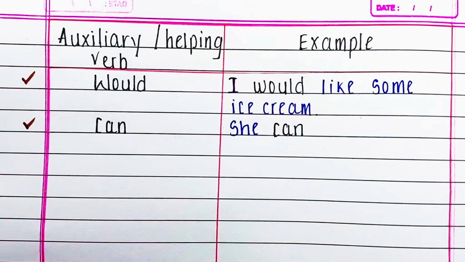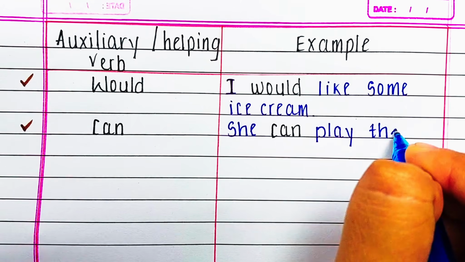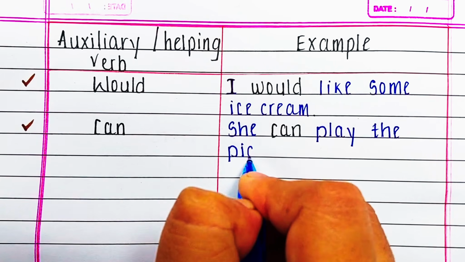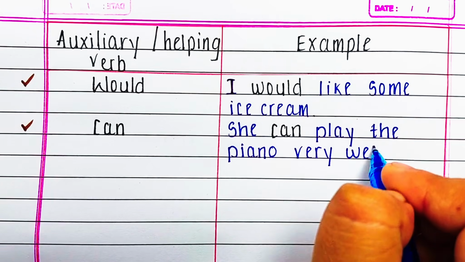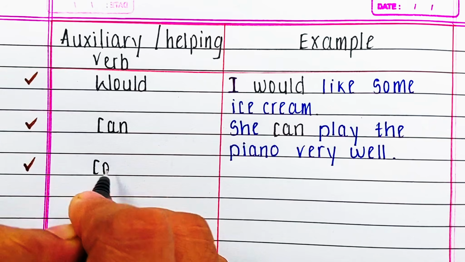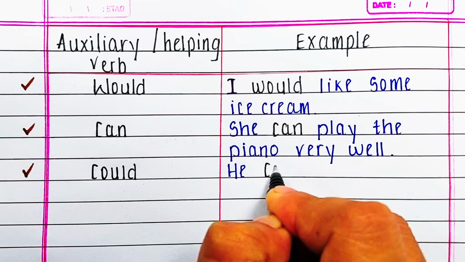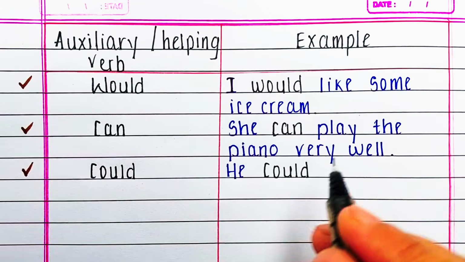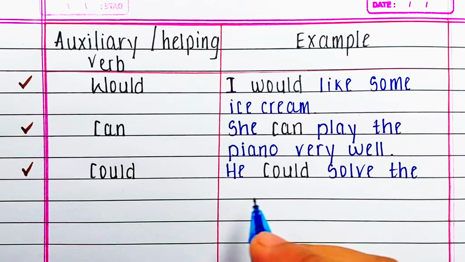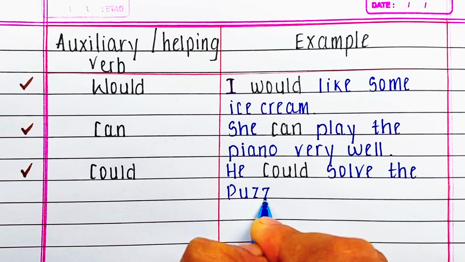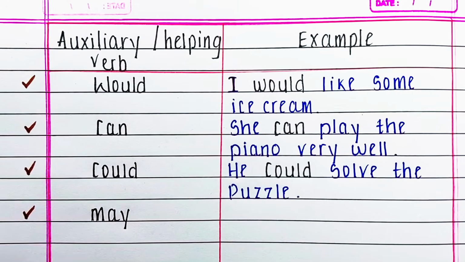Next, would. Example, I would like some ice cream. Here, would is the helping verb and like is the main verb. Next, can. Example, she can play the piano very well. Here, can is the helping verb and play is the main verb.